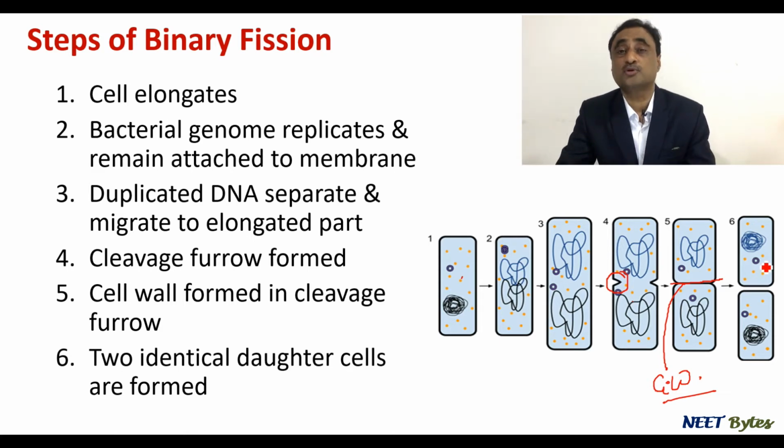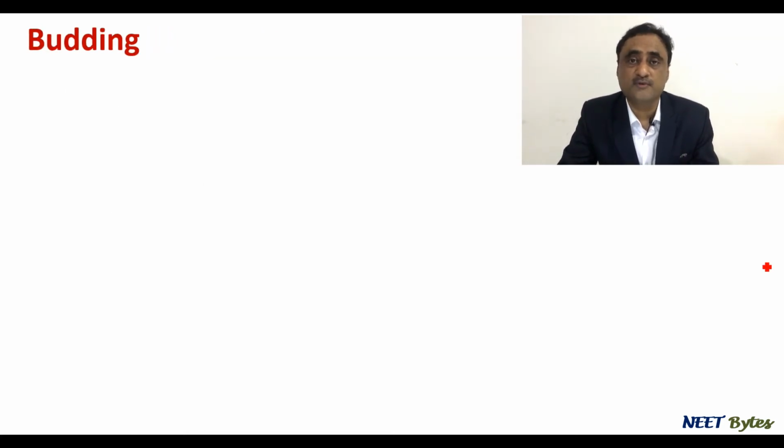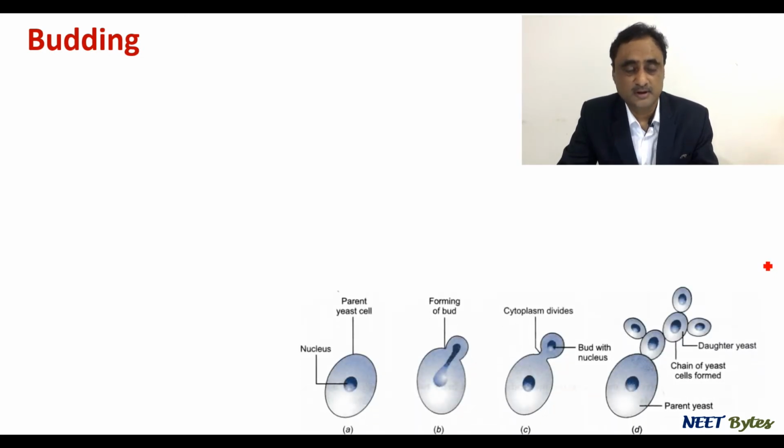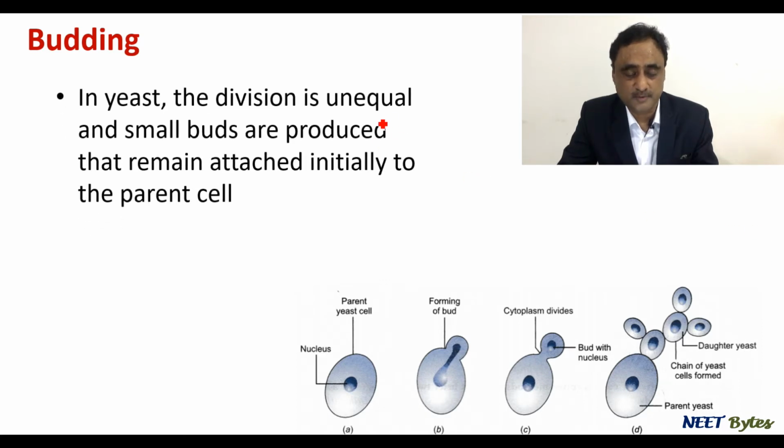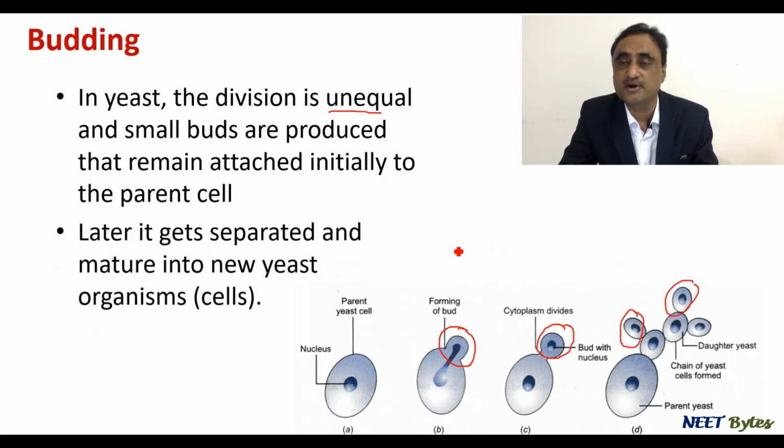Right. Let's talk about budding. It is frequently observed in yeast, right? Here there is an unequal division and small buds are produced, as you can see there. Then a series of buds are produced over there like this. Later, the buds get separated, and after separation each single one is capable of forming a new individual. So this is how budding happens, okay?